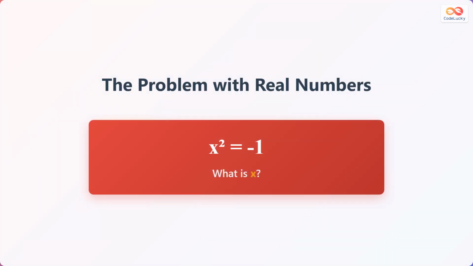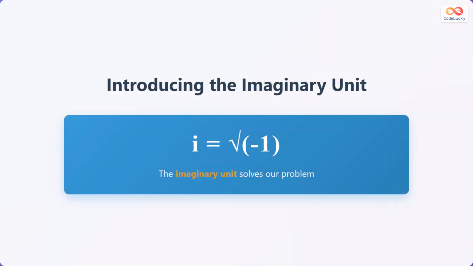Consider the equation x squared equals -1. If we only consider real numbers, there's no solution because no real number, when squared, results in a negative number. So what is x? To solve this problem, we introduce the imaginary unit, denoted by i. By definition, i is equal to the square root of -1. The imaginary unit solves our problem.